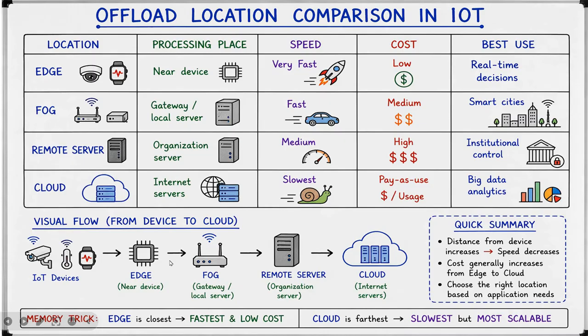So here edge is the closest, and it is fastest and low cost, whereas the cloud is the farthest from the devices, and it is slowest but most scalable. As the distance from the device increases, you can see here, the speed decreases. The cost also increases from the edge to the cloud, and so we have to choose the type of offload location depending upon the application needs. So this is about the offload location.